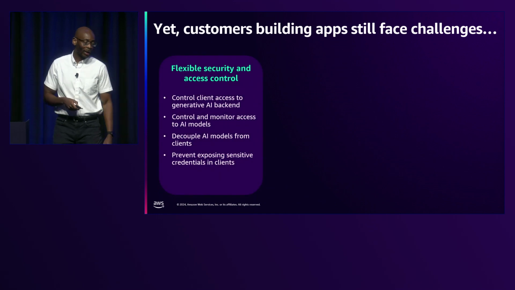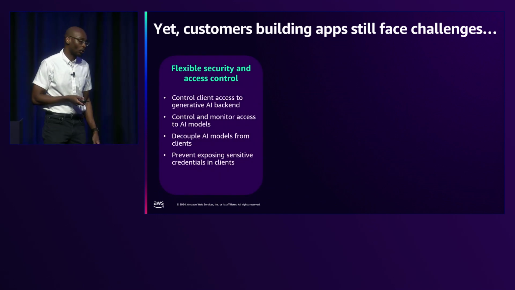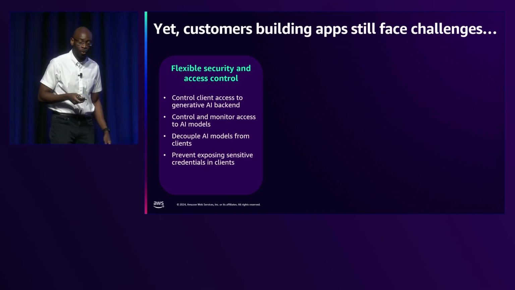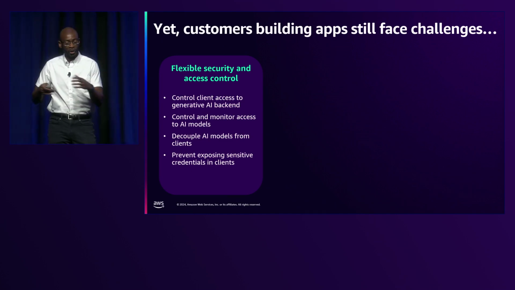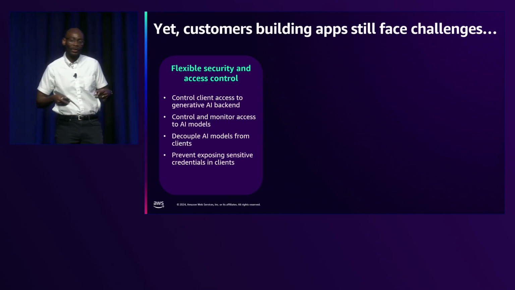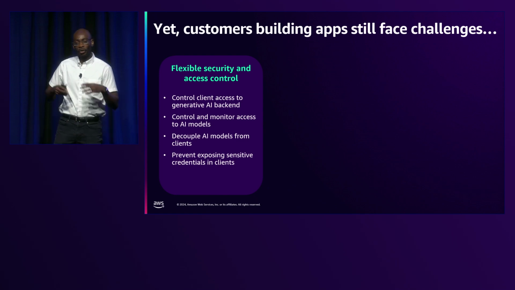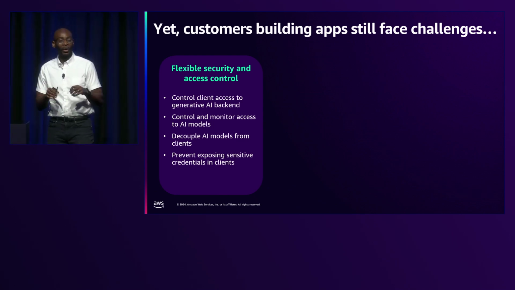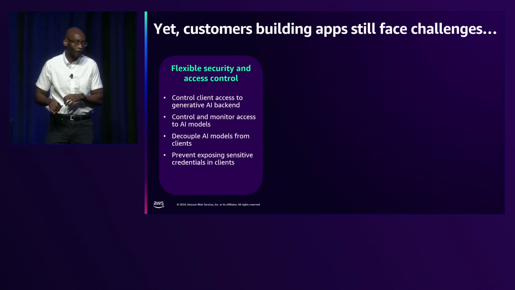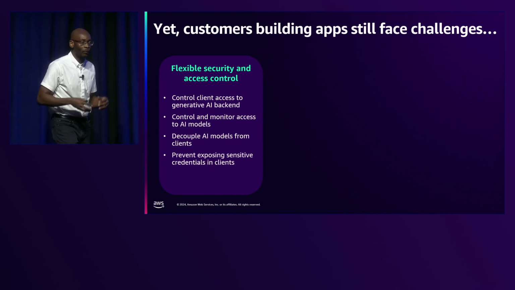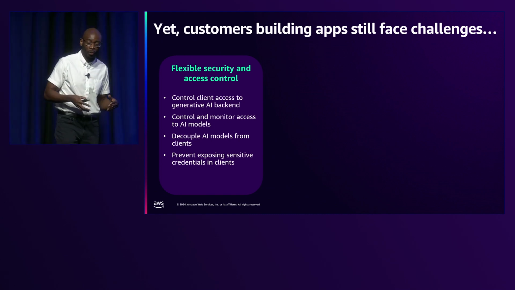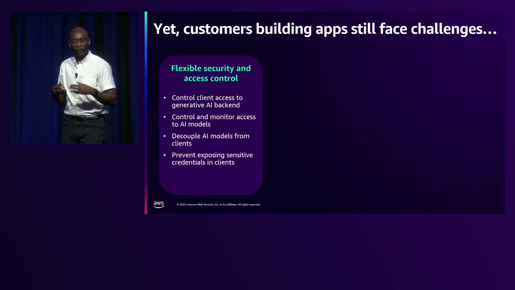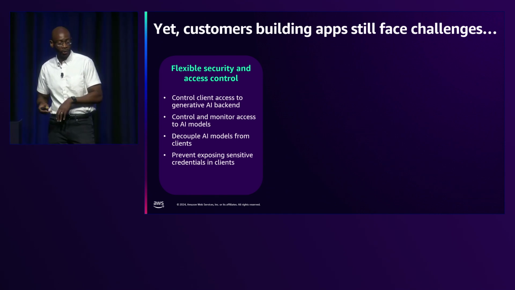The first one is connecting to their backend itself. Customers need flexible security and access control in order to connect their application to their backend. They need an API solution that is going to provide the required and necessary authorization modes that will allow authorized users to interact with their models. If your model is your IP, you want to control access to those models, you want to control access to those prompts, and you want to make sure that only verified users have access to those things.